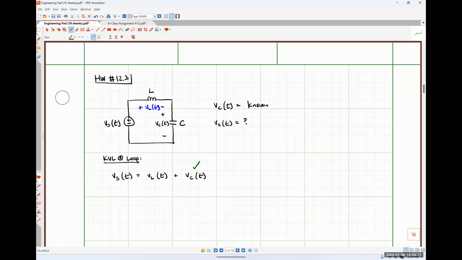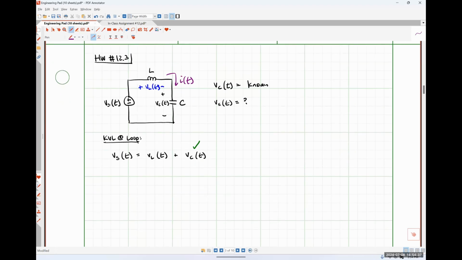So the current will be the same? 100% correct. So let's draw that out here. I'm going to use purple. So our current I of t is going to be the same through the inductor and the capacitor, as well as the voltage source, if that mattered, but in this case it won't. So how would I go about finding that current I of t? Since we're given the function VC, we just do 1 over VC to get VL.